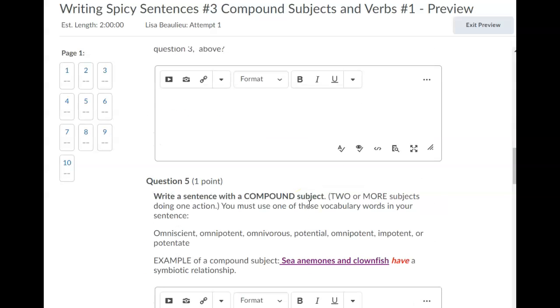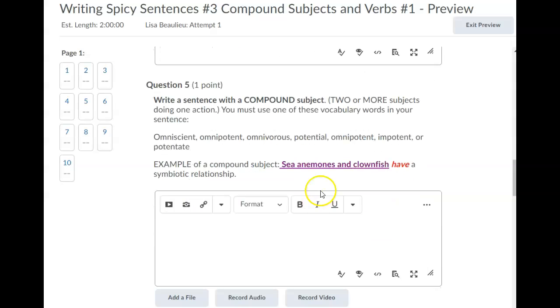Now the rest of the questions have to do with compounds, which were covered in the video that was provided for this lesson. A compound subject is 2 or more subjects doing one action. Here is your example. Sea anemones and clownfish, both of those creatures combined, is a compound subject. They have, is the verb, a symbiotic relationship.